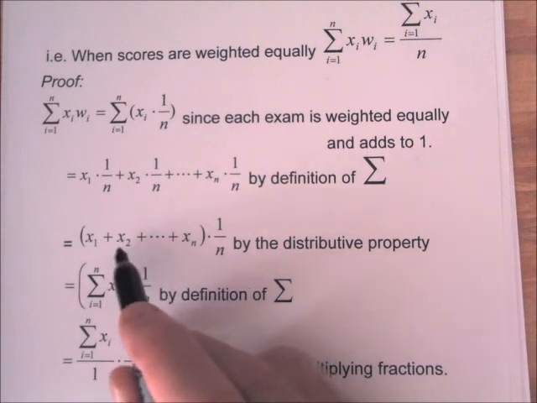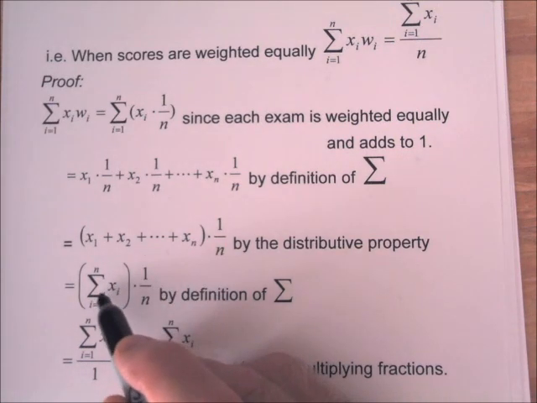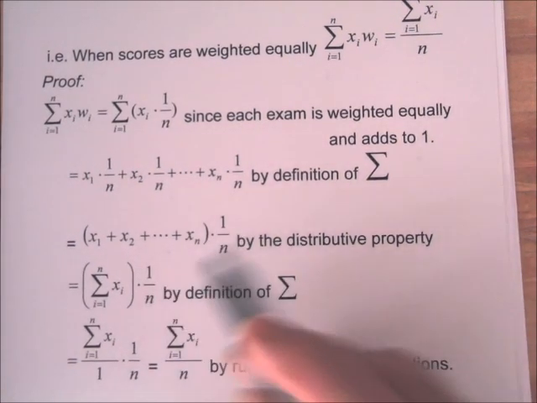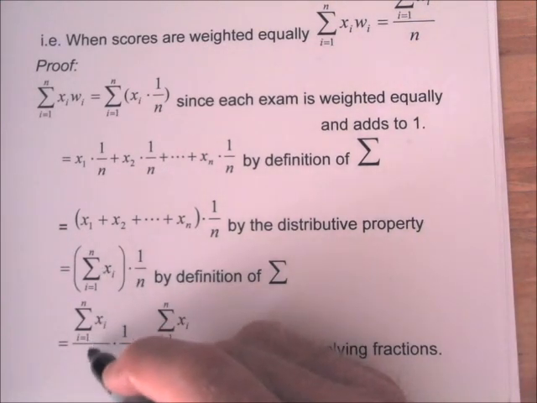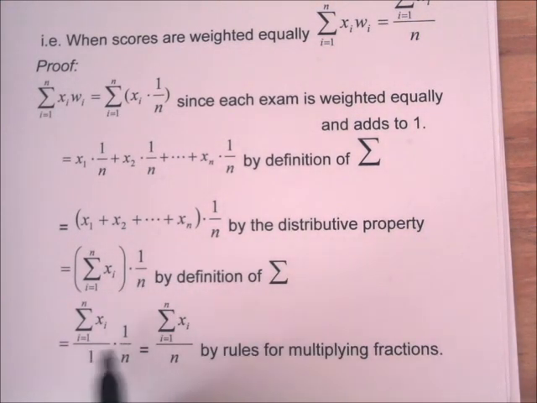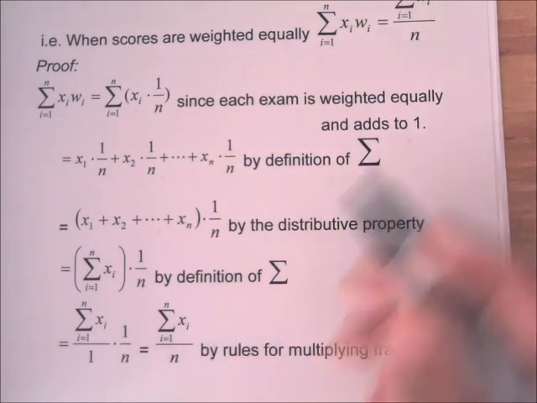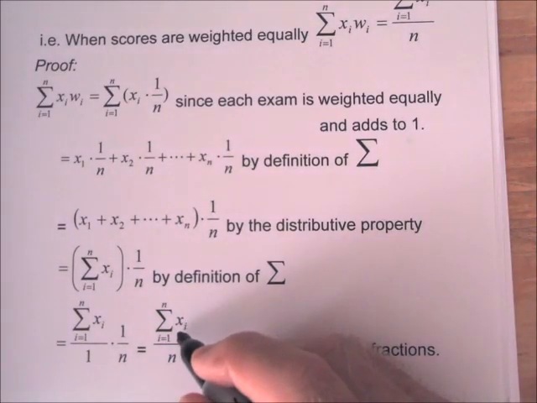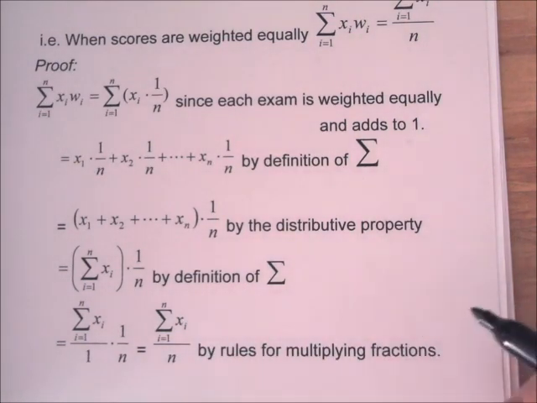Now we can go back to sigma notation. That x1 plus x2 plus etc. plus xn can be written as the summation as i goes 1 to n of xi. And I copied the 1 over n. Okay, so then we can make this into a fraction by putting it over 1. Use the rule for multiplying fractions, multiply straight across, and that gives us the right-hand side of the equal sign, what we were trying to prove. So the summation as i goes from 1 to n, xi all over n. That's just by the rules for multiplying fractions.